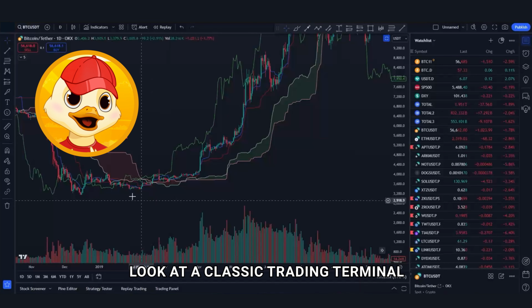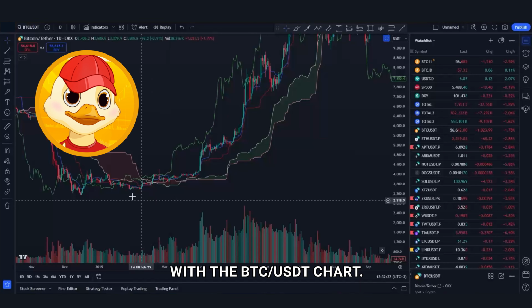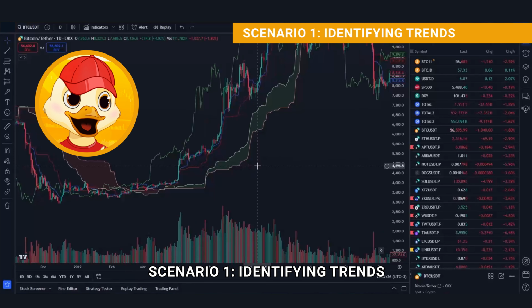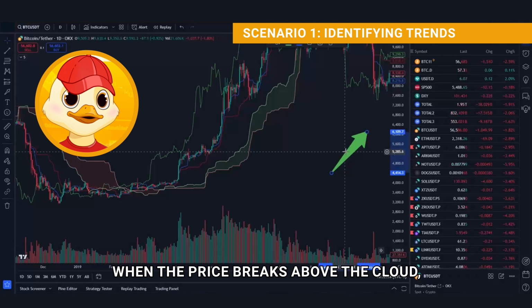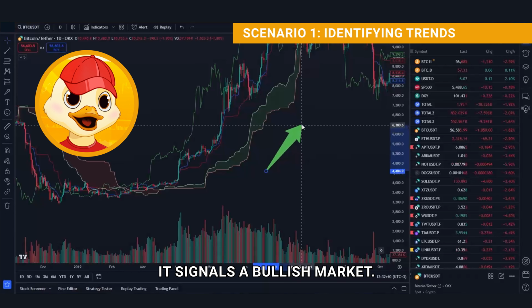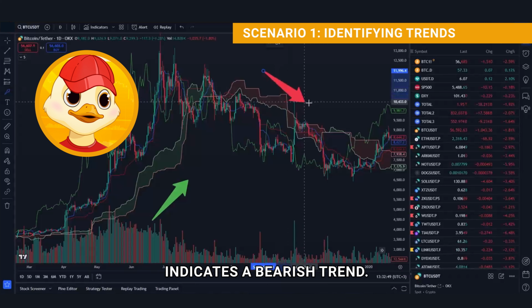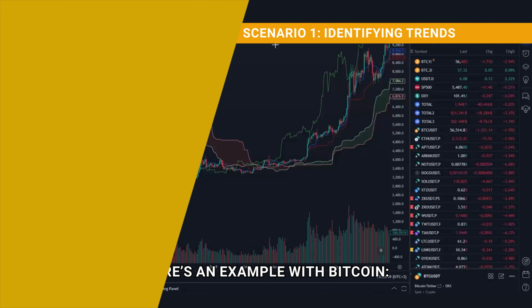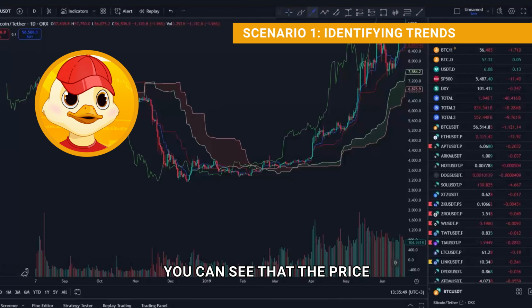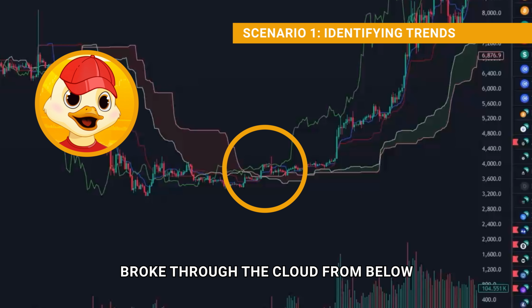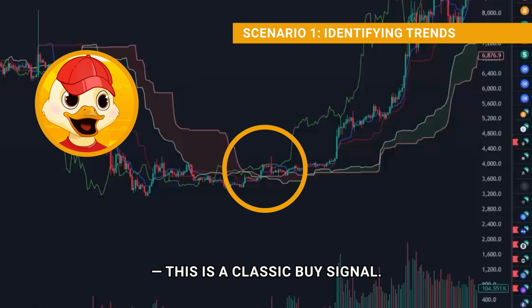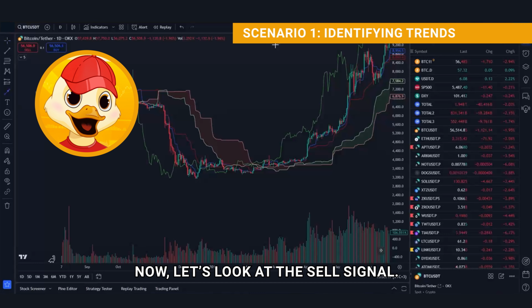Look at a classic trading terminal with a Bitcoin USDT chart. Scenario number 1. Identifying trends. When the price breaks above the cloud, it signals a bullish market. Conversely, the price falling below the cloud indicates a bearish trend. Here's an example with Bitcoin. You can see that the price broke through the cloud from below. This is a classic buy signal. Now let's look at the sell signal.